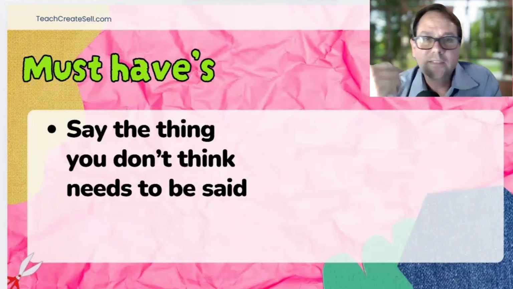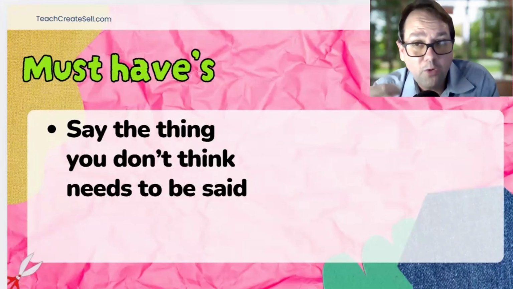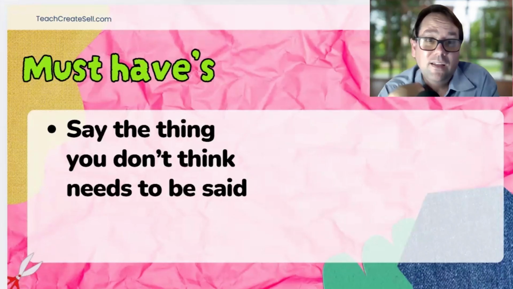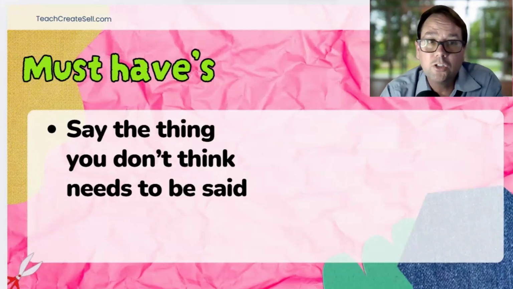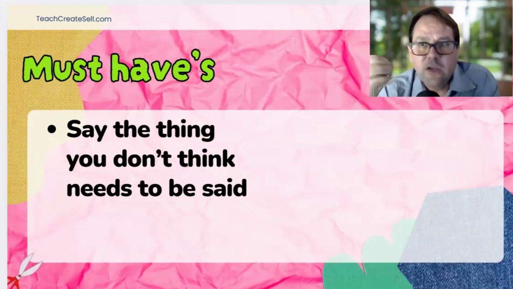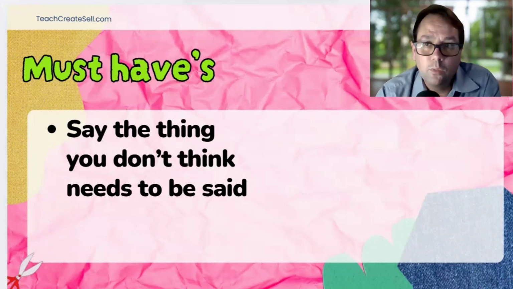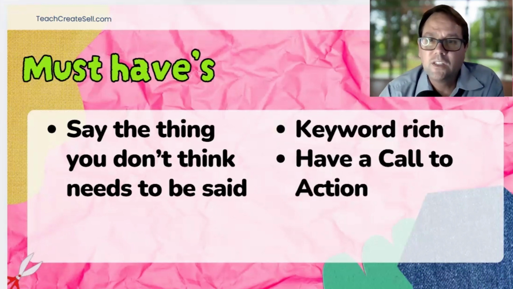Okay, again, I'm going to say this again to drive home this example. I'm saying the thing that I don't think needs to be said because I've already said it, and that's to say the thing you don't think needs to be said. Don't let your reader figure out what makes this thing great or how to use it or what it is. Just tell them. Be very specific.